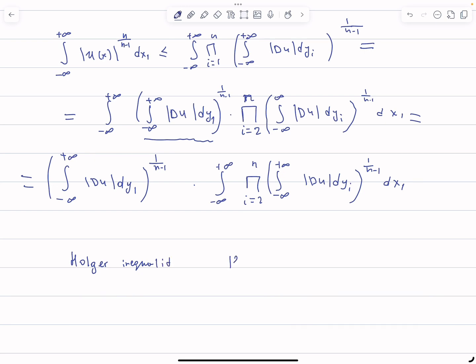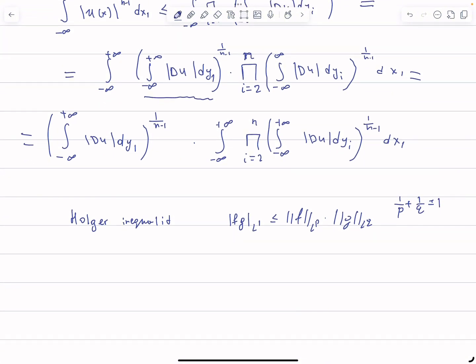Like if f and g are in L1, is the integral of fg less or equal than the norm of f in LP times the norm of g in LQ, when 1 over p plus 1 over q is equal to 1. This is the simple Holder inequality, but for a generalized one, for example, we have W1, W2, up to W(n-1).